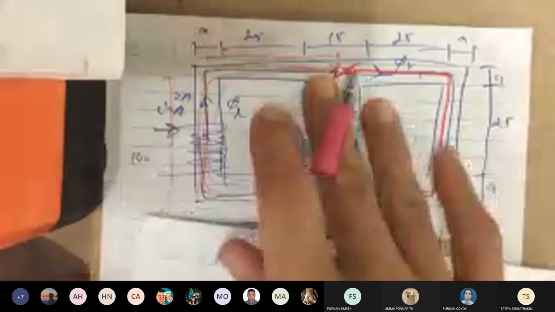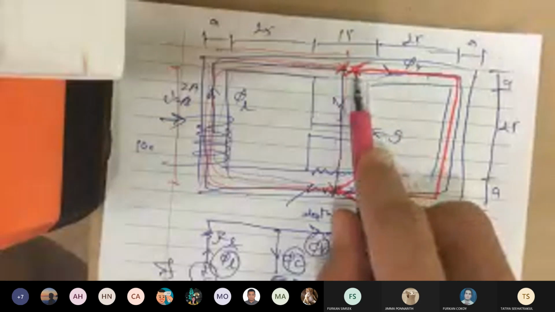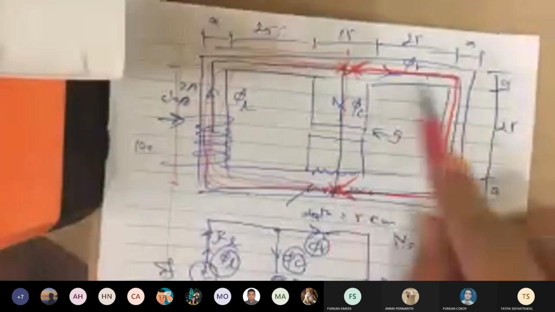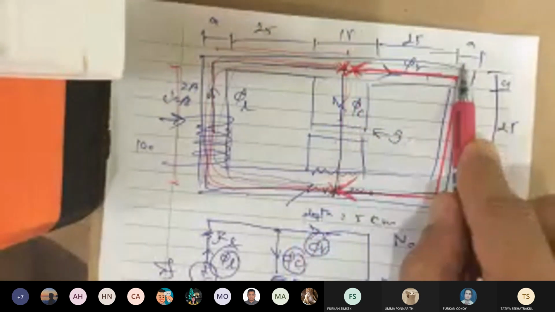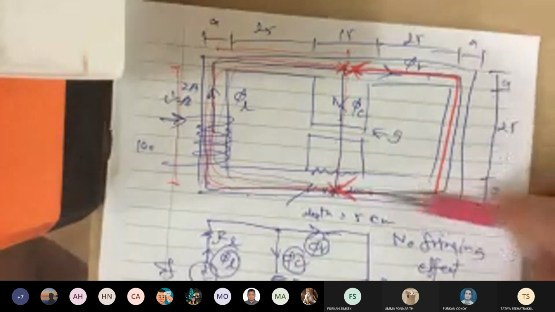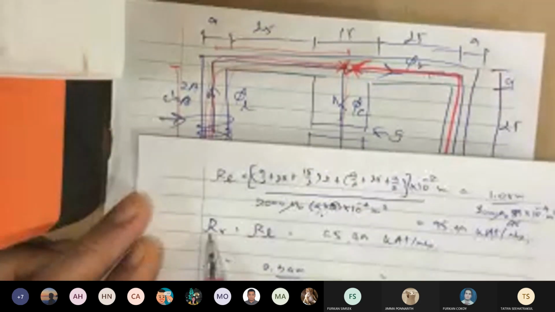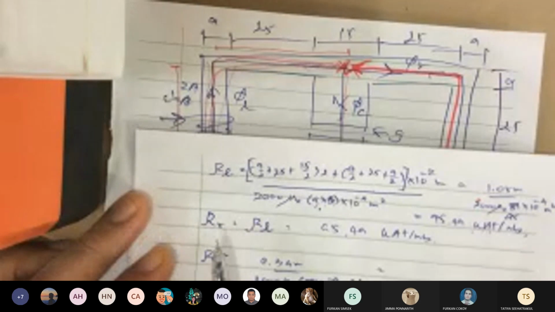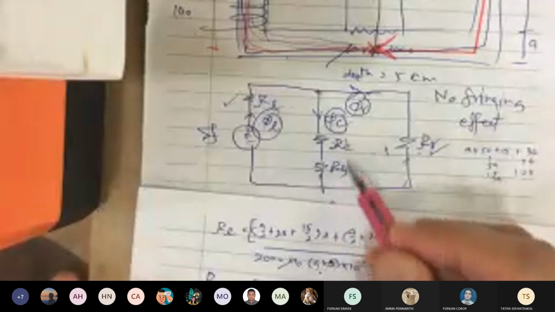And again, if you look closely, the right flux path is identical to the left path. Again, 15 divided by 2 plus 25 plus 9 divided by 2, and the same thing, top and bottom. So it's an identical path, meaning the right leg reluctance will be the same, 95.49. Now that we've got that, that leaves us the center leg.